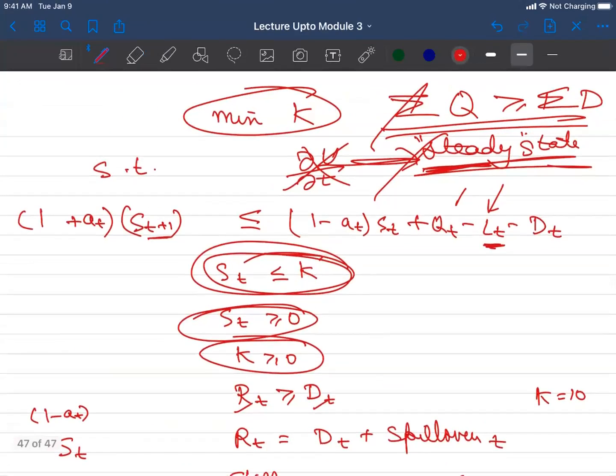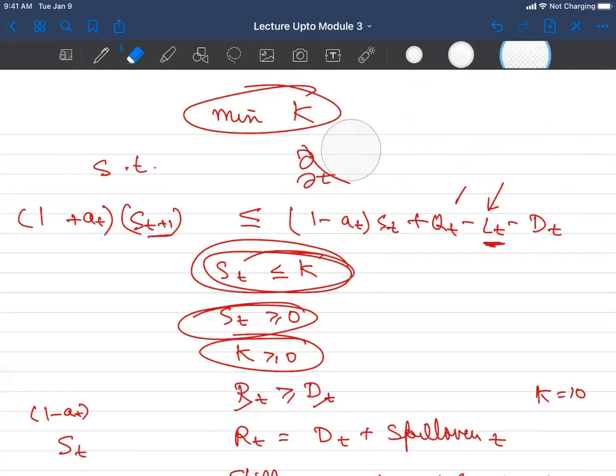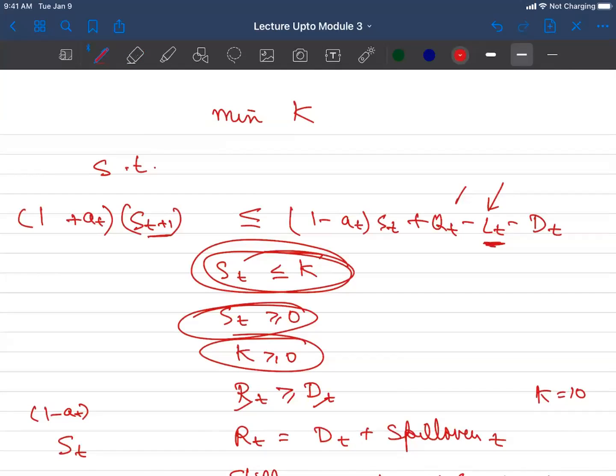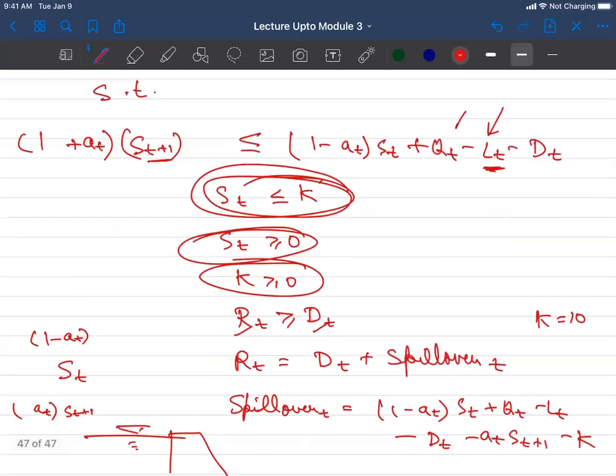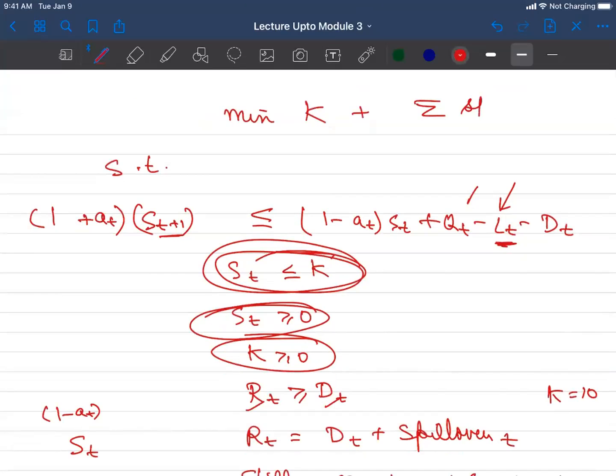What do you want to do with spillover? You want to maximize it or minimize it? What do you want to do with spillover? Maximize or minimize? Minimize. Minimize for which month? It's a function of time, right? Every time step. Can I say that sum of spillover? Make sense?